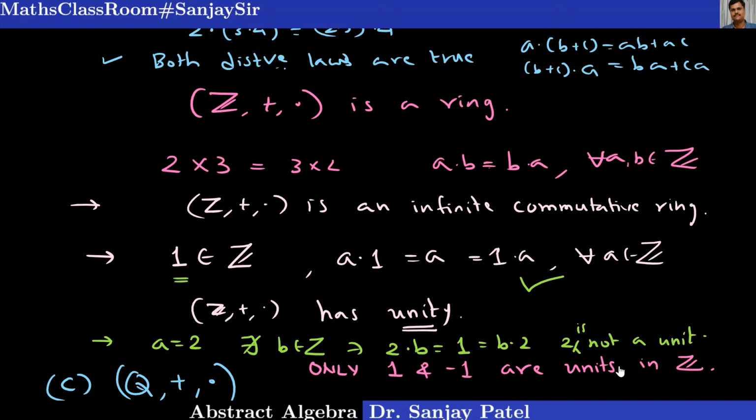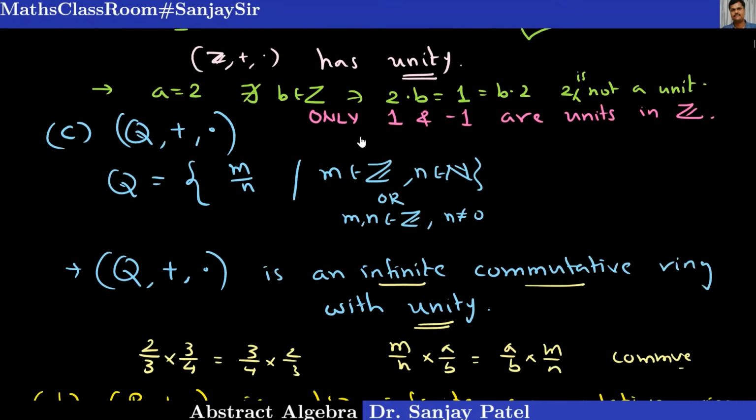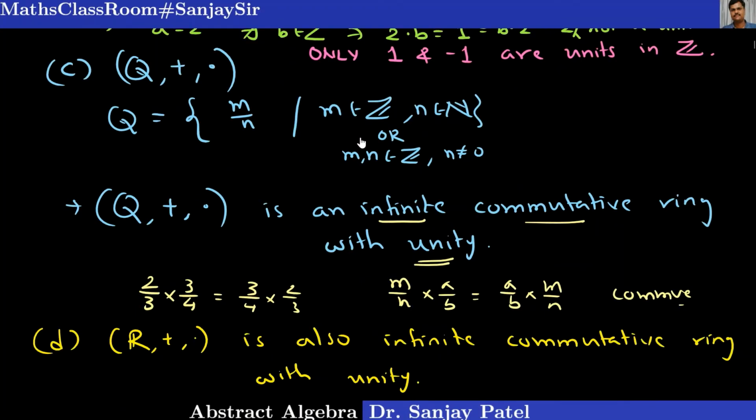So minus 1 is a unit and plus 1 is a unit. These are the only two elements of Z which are units, or in simple language, which have a multiplicative inverse. What about Q, R and C?